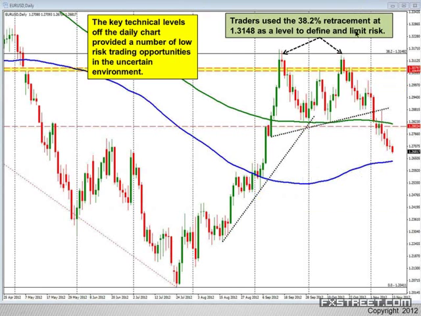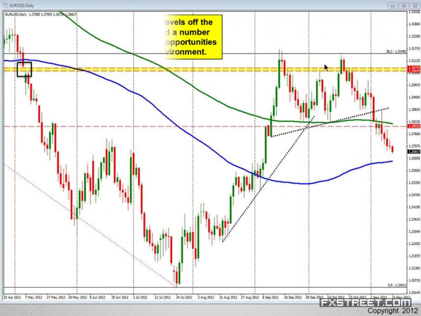Other things traders look for using your key technical tools: 38.2% retracement. The 38.2% retracement slowed the move up here. We got to 43 here. The market found sellers, early sellers against the 48 level. Market sold off. That's a key level.